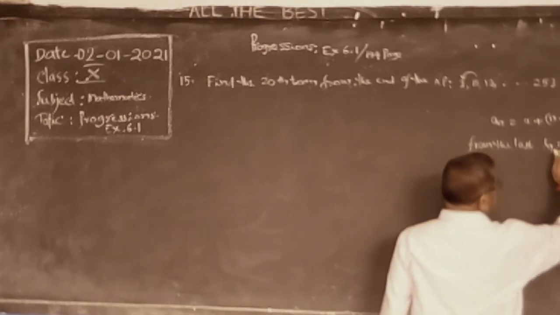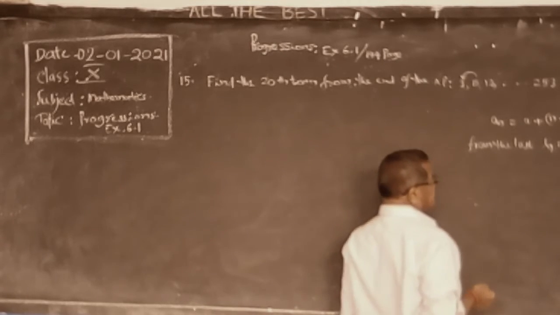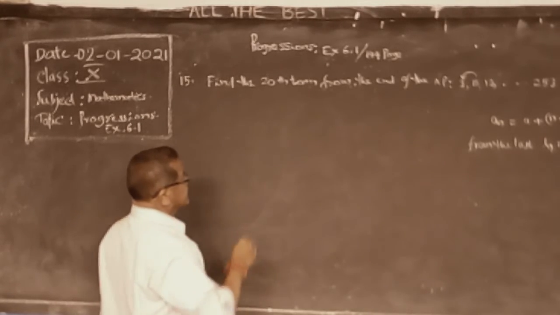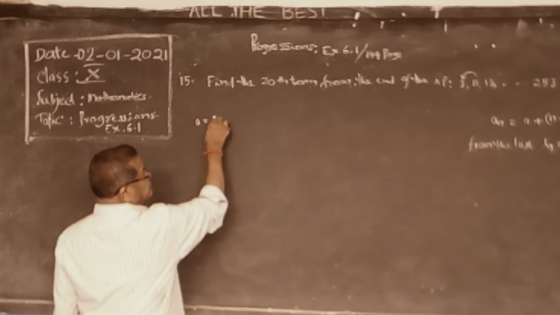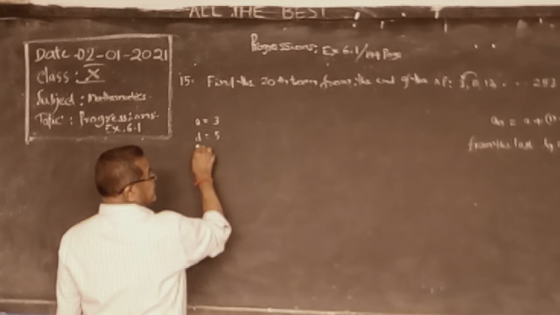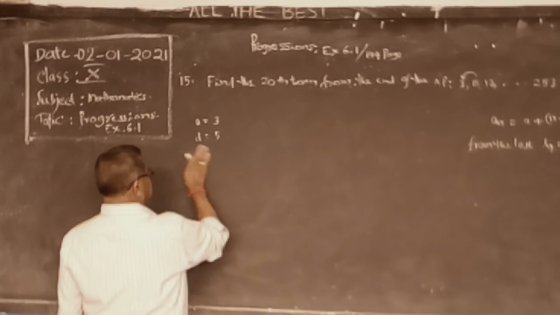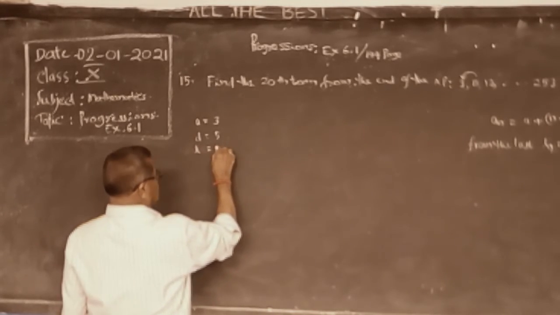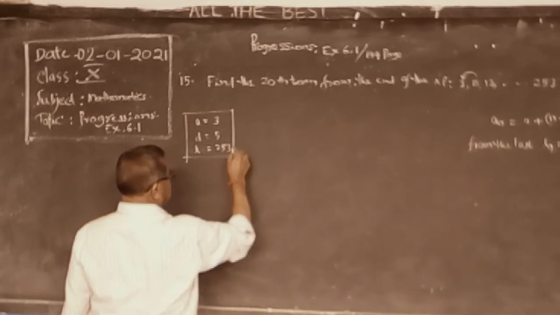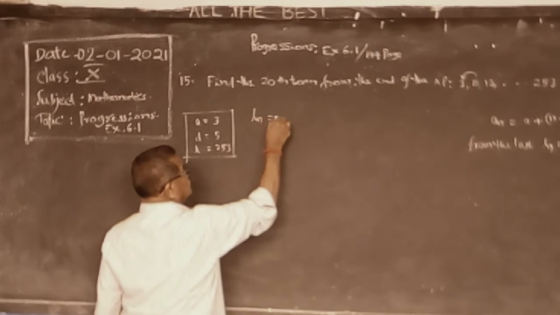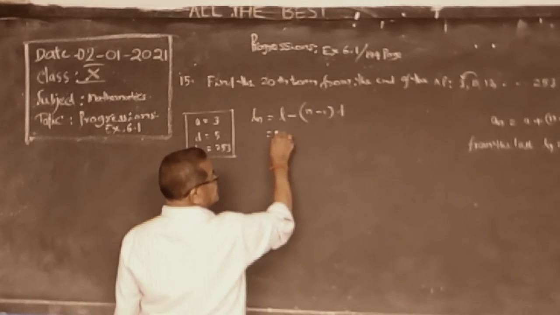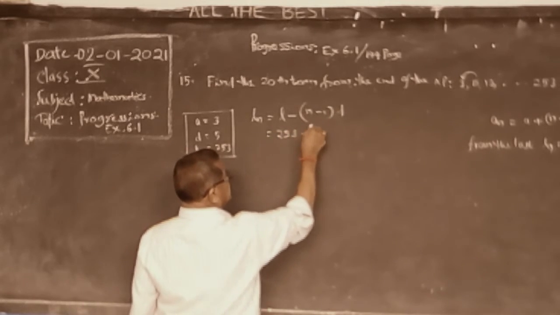Here A minus, but here L minus, last term minus. Here A equal to 3, B equal to 5, and the last term L is equal to 253. Write the formula: Ln is equal to L minus (n minus 1) of D.